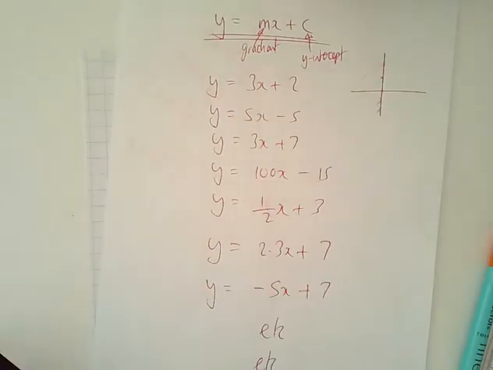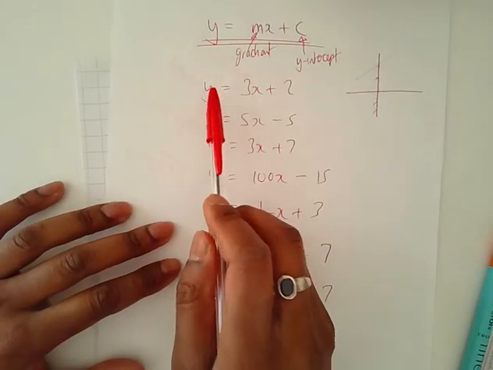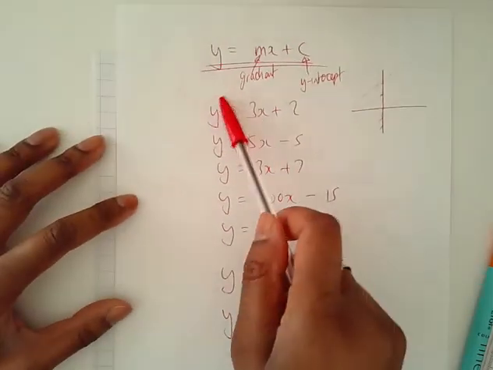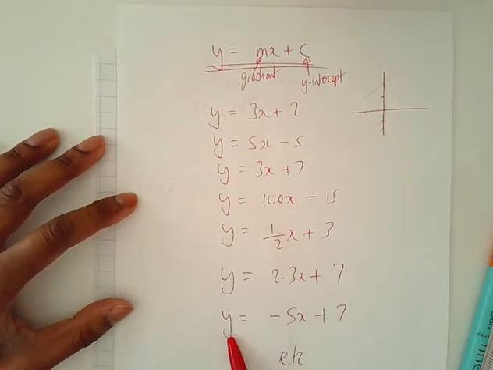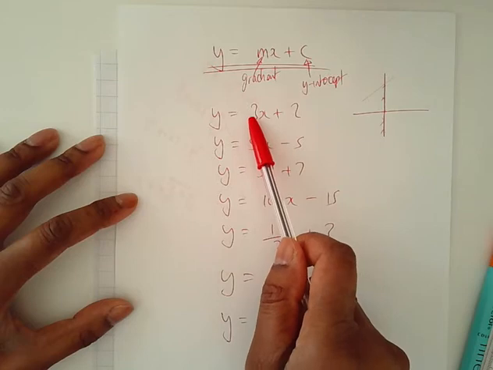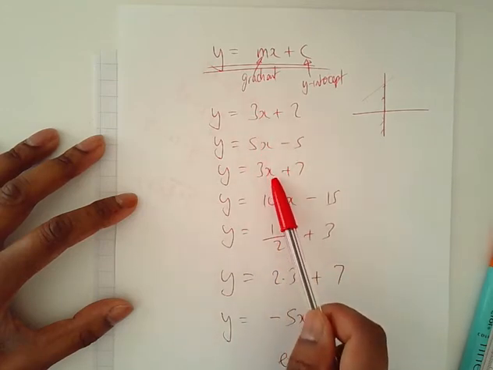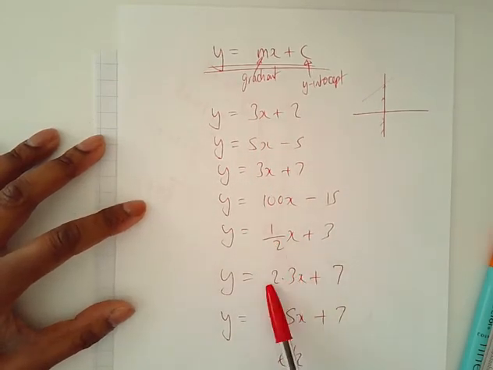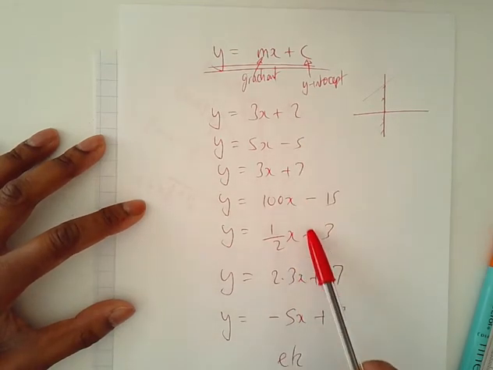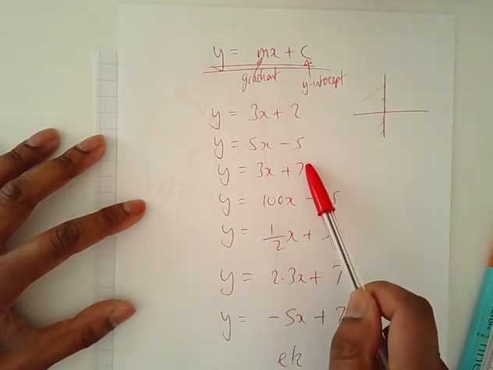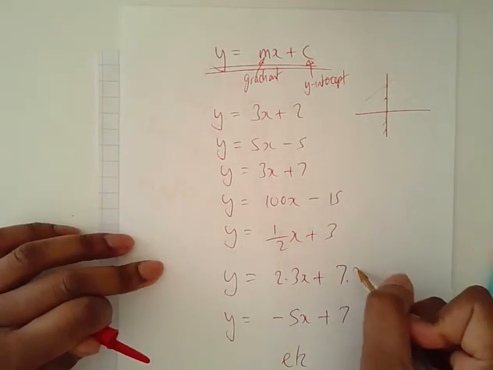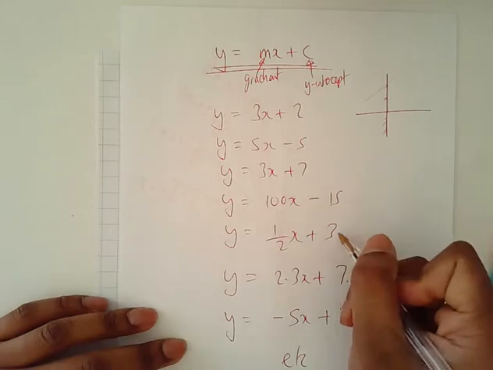Now look at all these. All of these are in the form y equals mx plus c. They've all got something in common: a number in front of the x. Even a fraction, decimal, negative numbers. It could be a plus and minus, and then a number and just a number. Could be decimals as well, or even fractions.